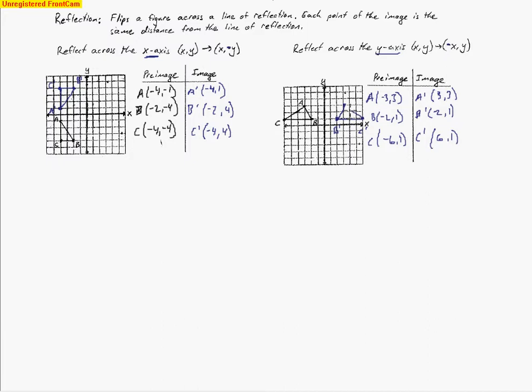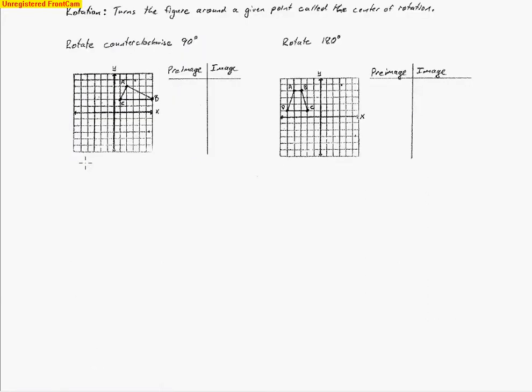So let's take a look at the last type of transformation, and that is a rotation. And so the first thing I'm going to end up doing is let's go ahead and plot or write down what our pre-images are. And so A is 2, 4, and B is 6, 2.